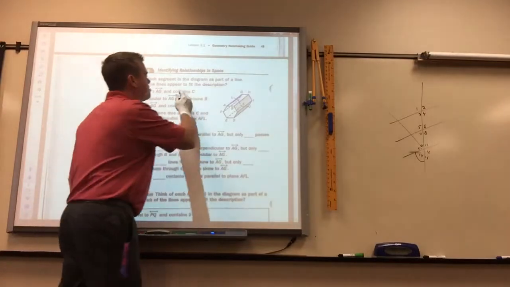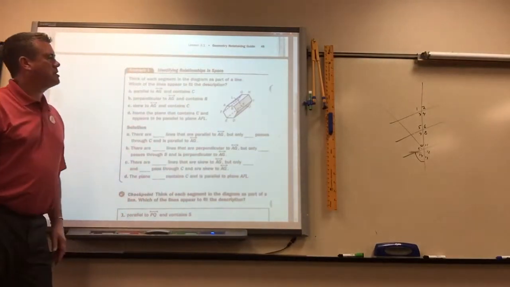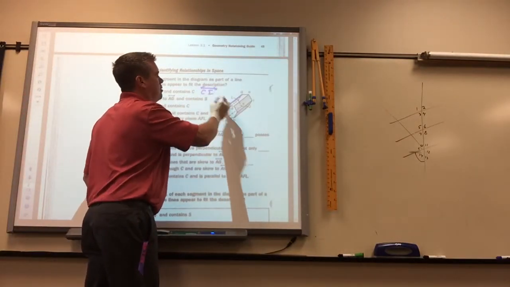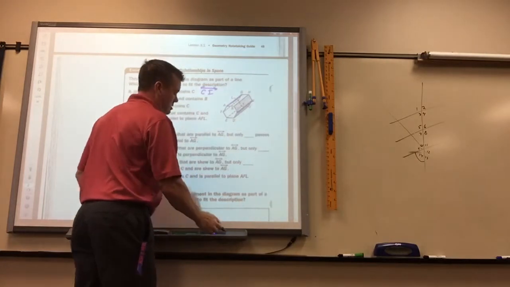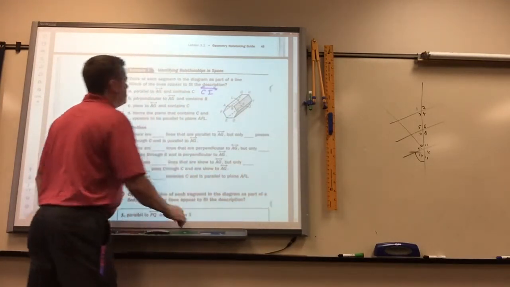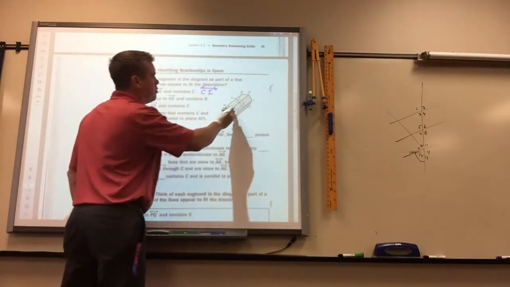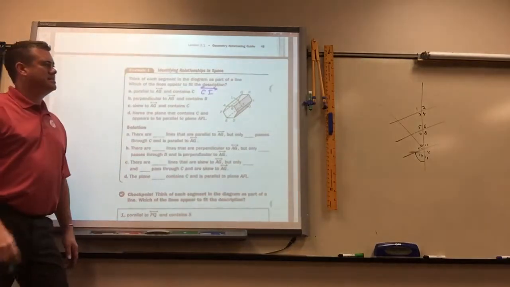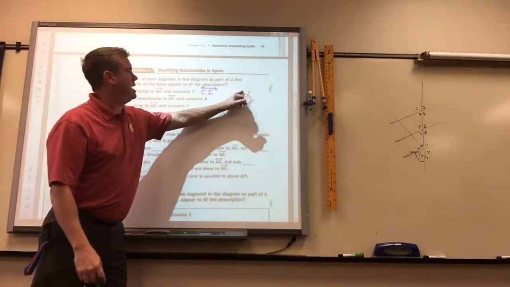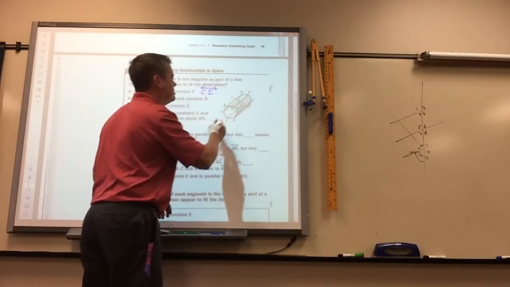Yes. That contains point C, which is right there. Wait, is that CI? CI. Right there, that's an I, in case you can't see. Okay. Perpendicular to AG that contains point B. So what line would be perpendicular to AG that contains point B? BA, right there.